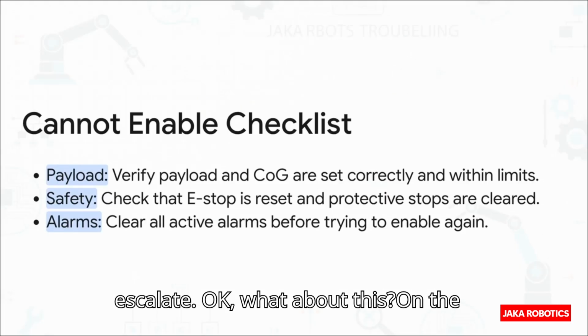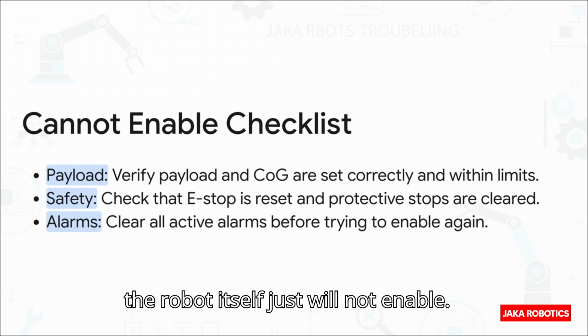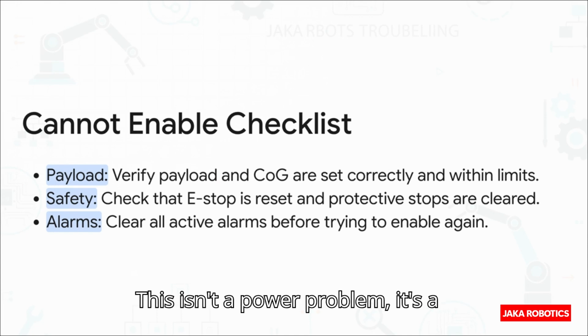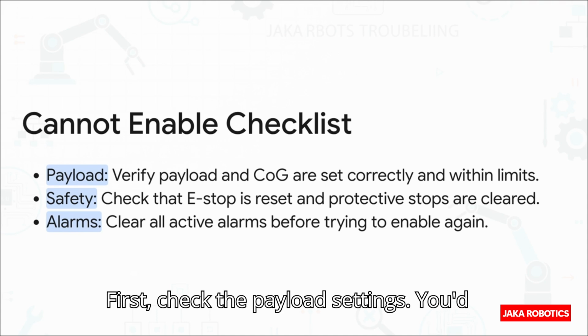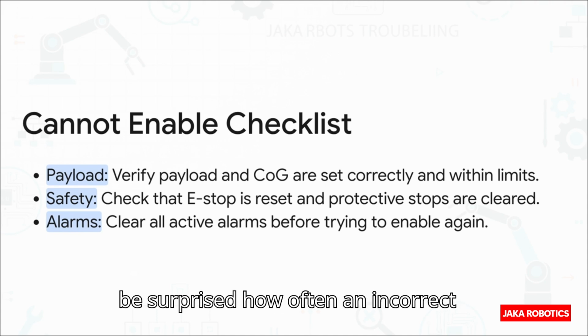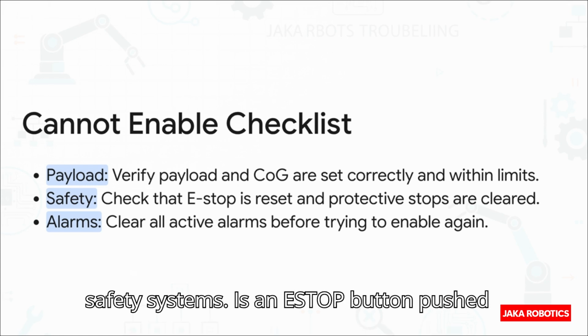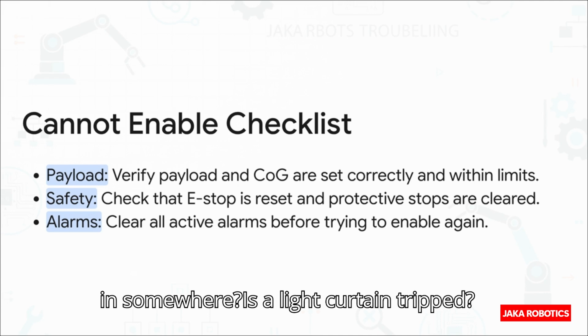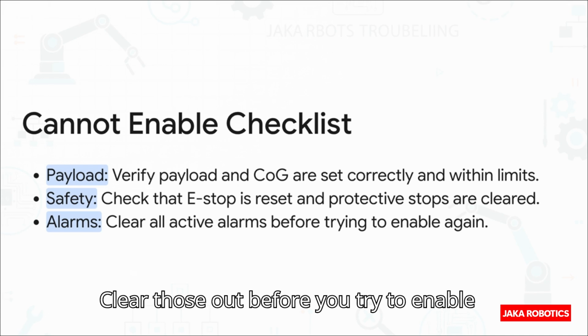Okay, what about this one? The controller's on, everything seems fine, but the robot itself just will not enable. This isn't a power problem, it's a conditions problem. So run down this list. First, check the payload settings. You'd be surprised how often an incorrect payload is the culprit. Next, check your safety systems. Is an e-stop button pushed in somewhere? Is a light curtain tripped? And finally, are there any active alarms? Clear those out before you try to enable it again.